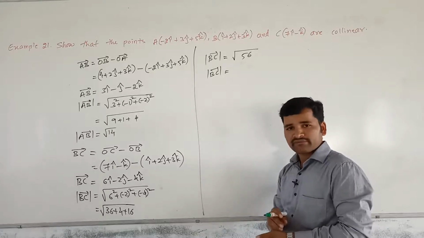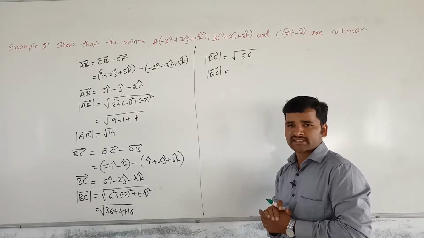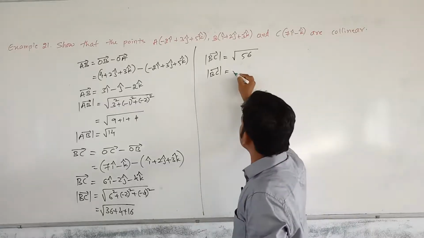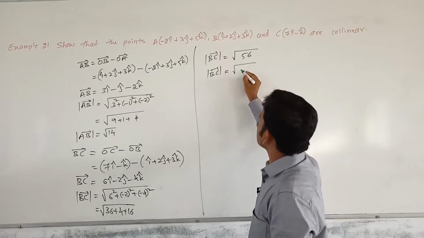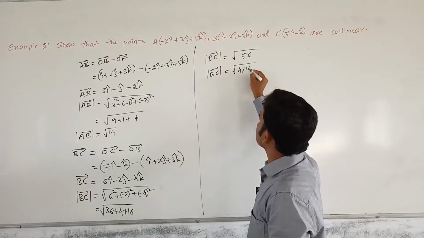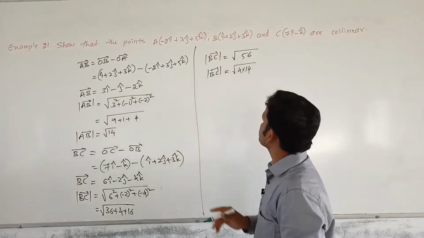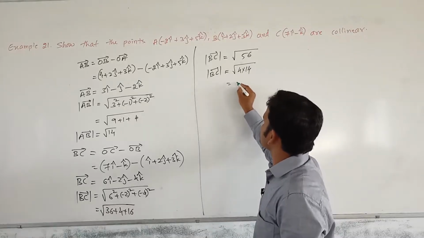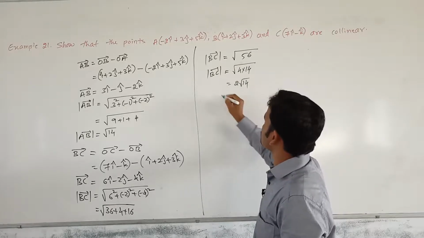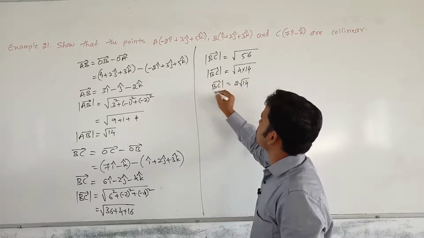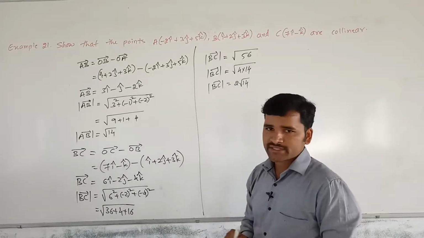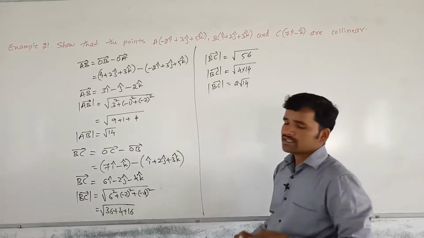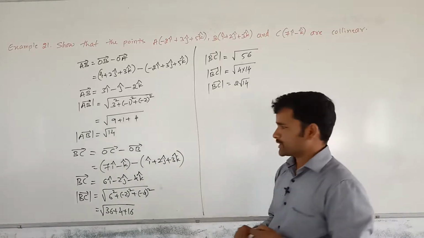Is 56 a multiple of any perfect square? Let us check. It is a multiple of the perfect square 4. Square root of 56 can be written as square root of 4 into 14. Square root of 4 is 2, so it is 2 into square root of 14. 14 is not a multiple of any perfect square, so let it be as it is. So the length of vector BC is 2 times square root of 14.